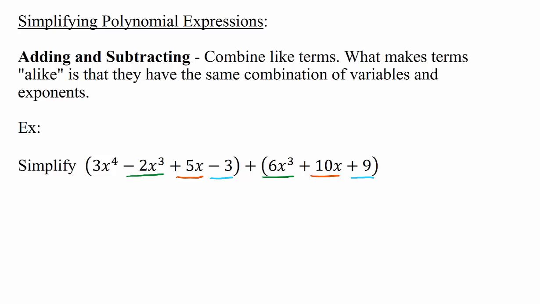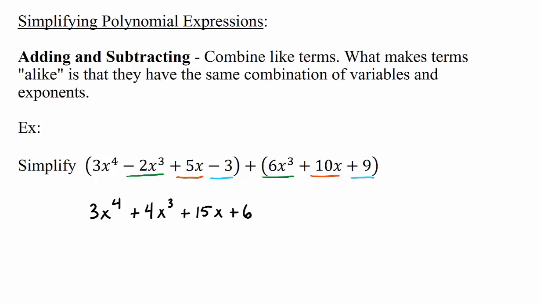So, doing the operation, the 3x to the power of 4 has nothing to combine with. The negative 2x to the power of 3 plus 6x to the power of 3: negative 2 of those things plus 6 of those same things is going to be 4 of those things. Next, we have 5x plus 10x, which is going to be 15x. And then finally, minus 3 plus 9 is going to be plus 6.